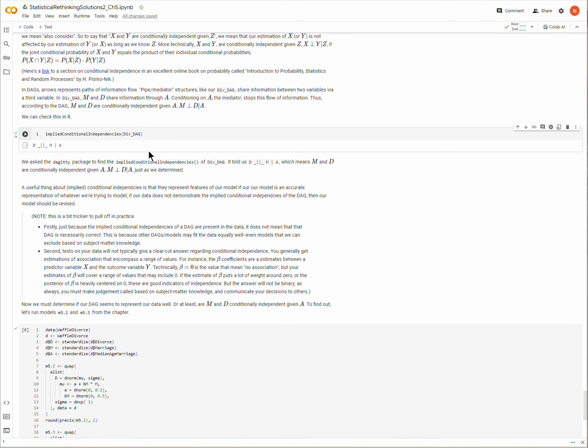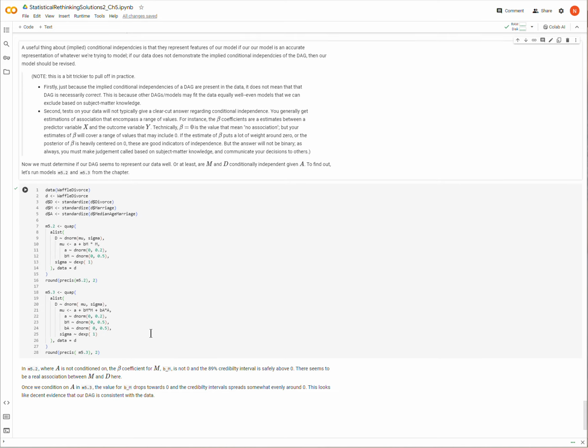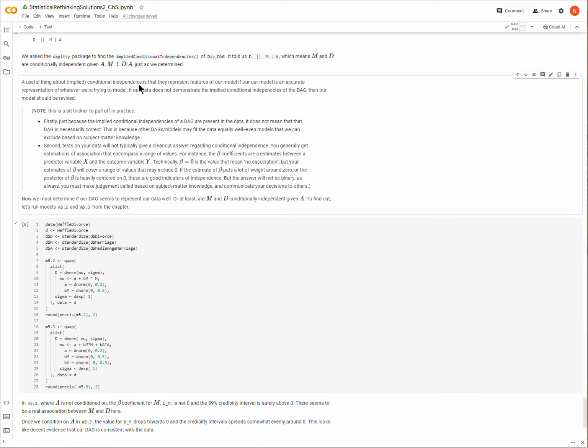So we want to test our DAG against the data. What this means is that in our data, these conditional independencies make for very good testable implications. If we have an implied conditional independency that D and M are independent given A, then when I go into my data, I should be able to find that M and D are related until I also consider A. That's what we're going to do here in a second. But I just want to point out a couple of things first. We're going to do that with regression, and you'll see how that works.